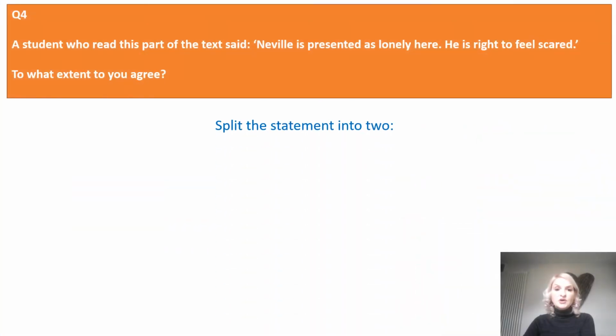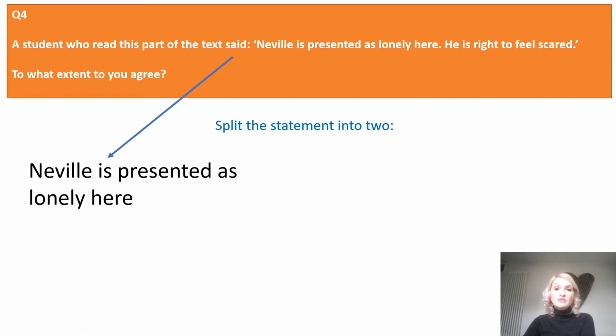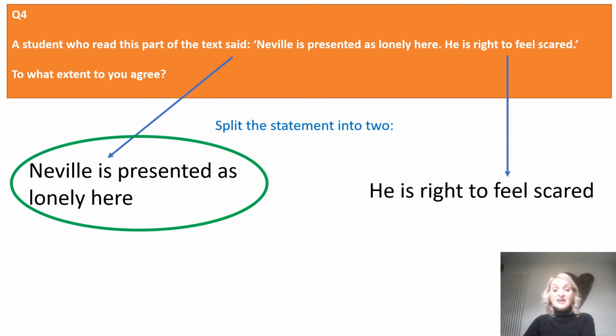Okay, so what do I do? Right, I'm going to split my statement into 2 sections. I'm always going to have 2 sections. I'm always going to be able to split it. So I've got Neville is presented as lonely here, and that's the one that I'm going to focus on. He is right to feel scared, and that's the one that you're going to be working on when I've finished nattering away.